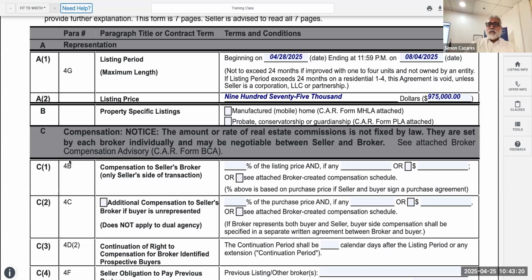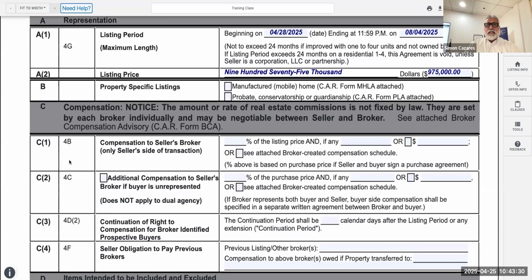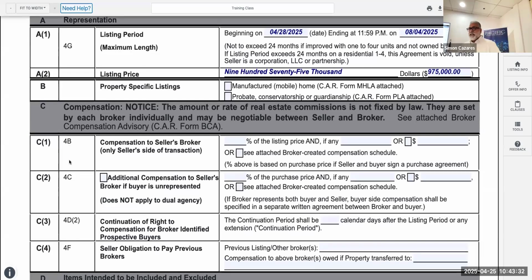But if it's a manufactured mobile home, then you're going to check. If it's a probate, conservatorship, or guardianship, then you're going to check that specific box. Okay. Now, Section C goes into compensation.